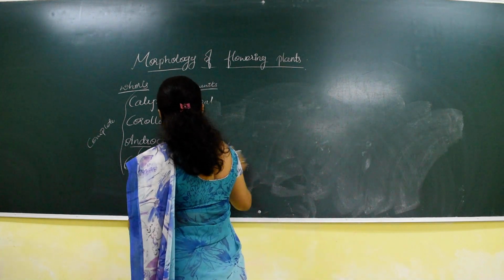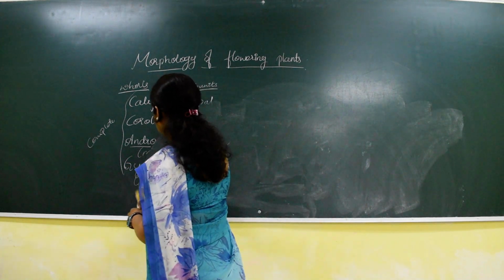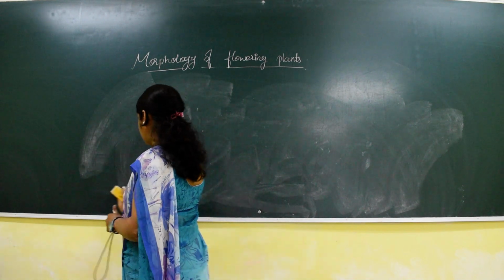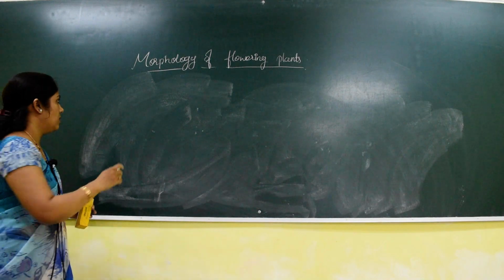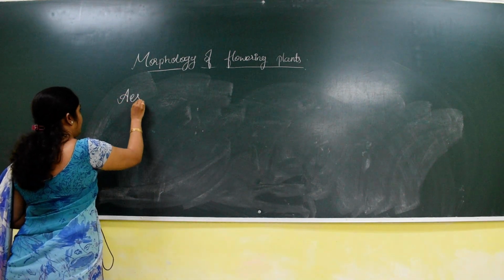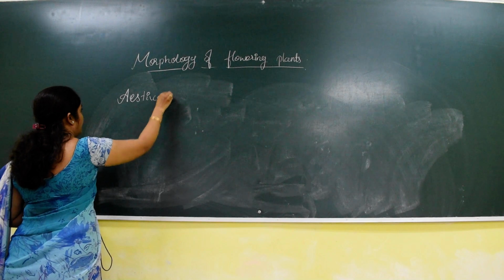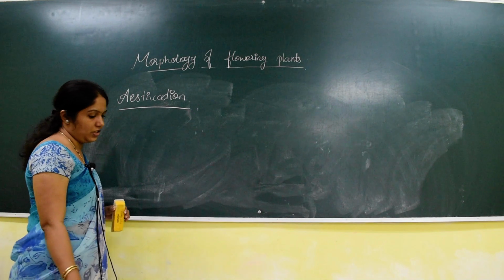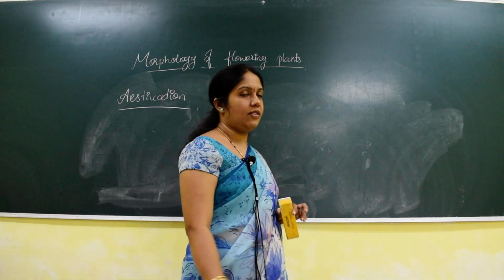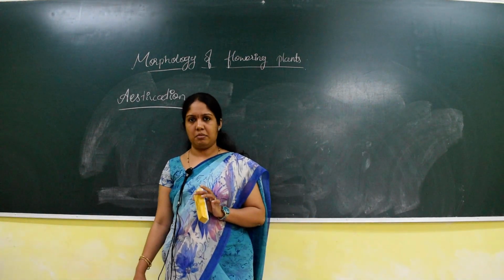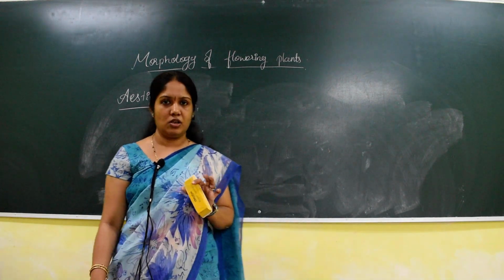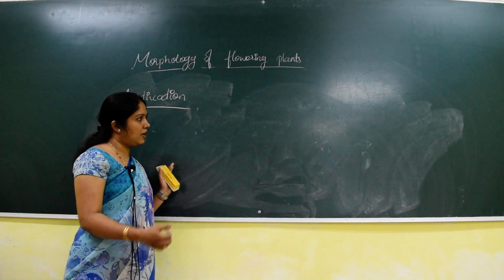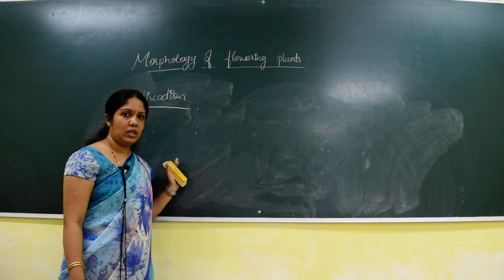Next, there are two words. One is estivation, a very important concept. So what is this word estivation? There are two important concepts in this chapter. One is estivation, another one is placentation. So I am going to define what is estivation. Its parts, everything we will discuss while doing in the regular class.